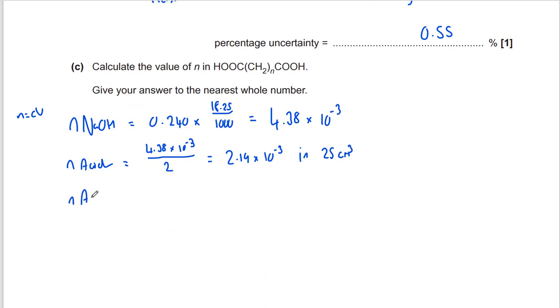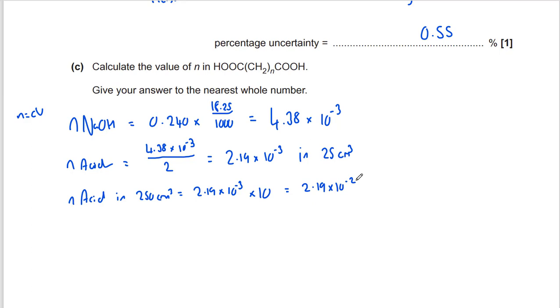So moles of acid in 250 centimeters cubed is simply 2.19 times 10 to the minus 3 times 10 lots of 25, and we get 2.19 times 10 to the minus 2. Perfect. That is the amount of moles of acid in 250. Now we need to work out the molar mass.